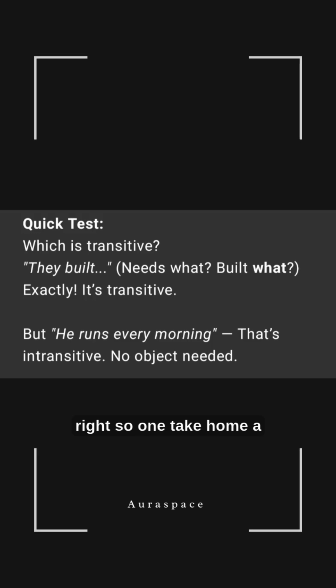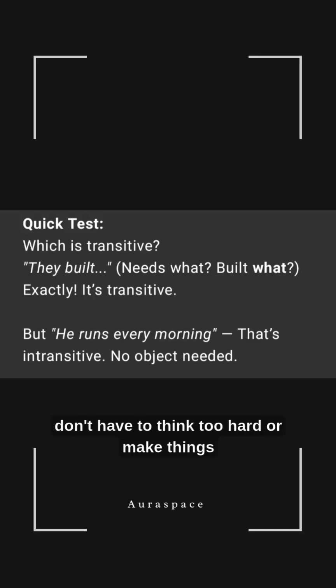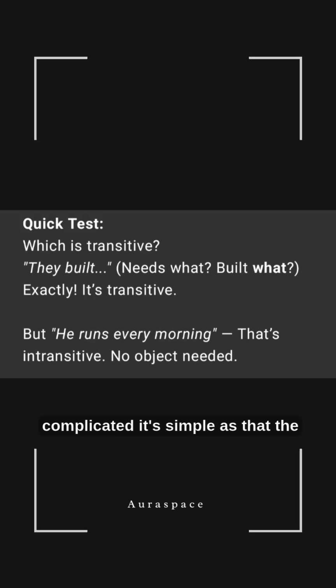Right. So one take-home thing that I can give you is that in order to identify whether a verb in a sentence is transitive or intransitive, after the main verb, ask yourself the question what or whom. If this makes sense, then that qualifies it as a transitive verb. But if it doesn't, then you should know that it's intransitive. So it's as simple as that. You don't have to think too hard or make things complicated.